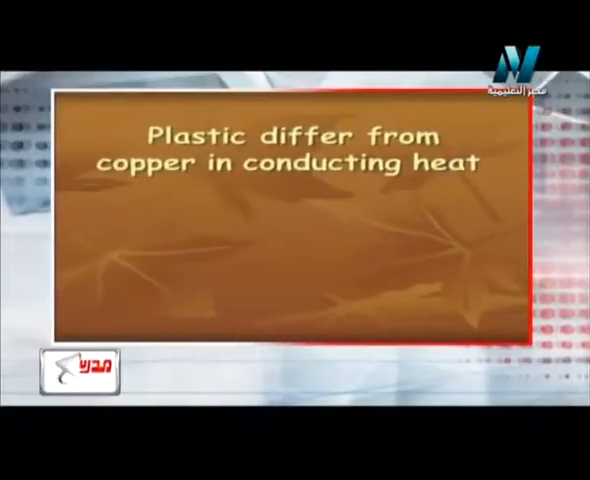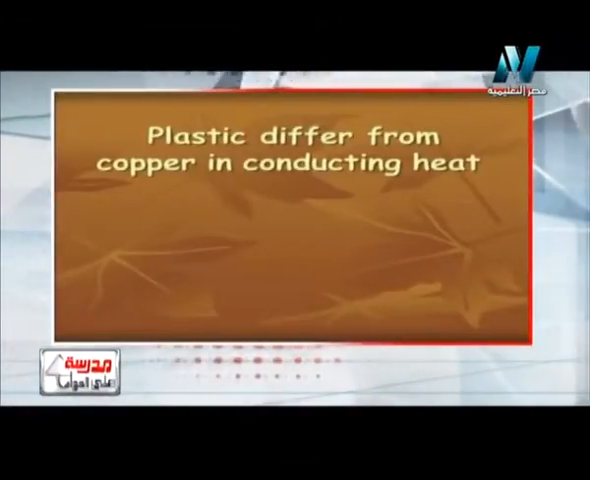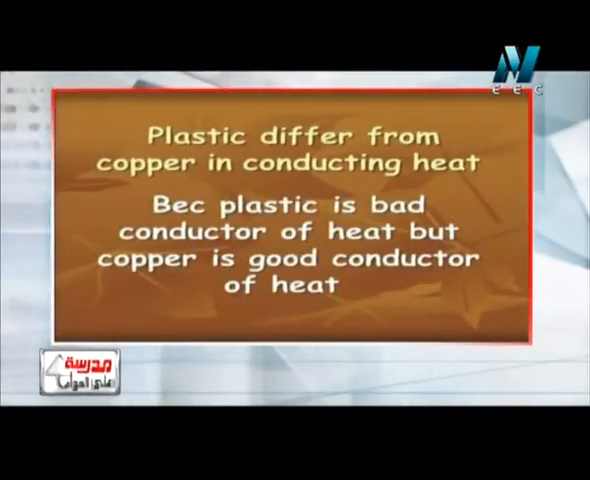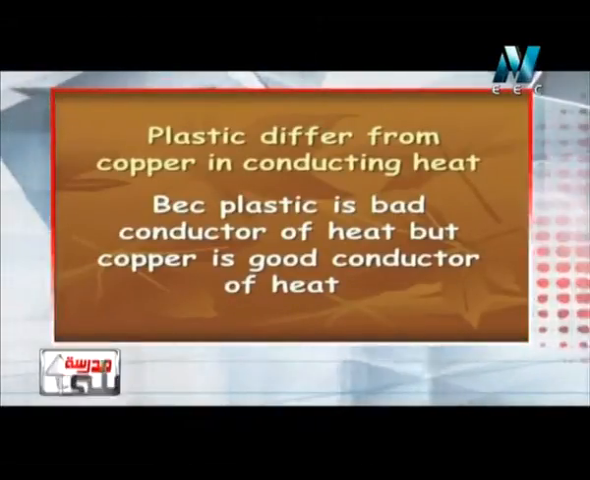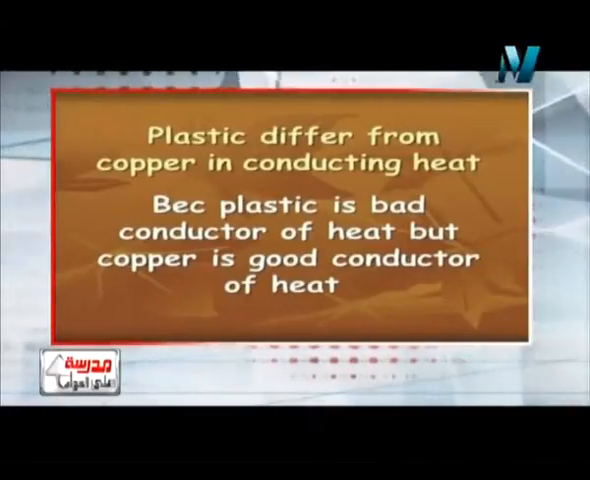Another give reason question of our collection today. The question says that plastic differs from copper in conducting heat. I think the answer will be because plastic is a bad conductor of heat, but copper is a good conductor of heat. And I guess that's why plastic is used in making iron handles.